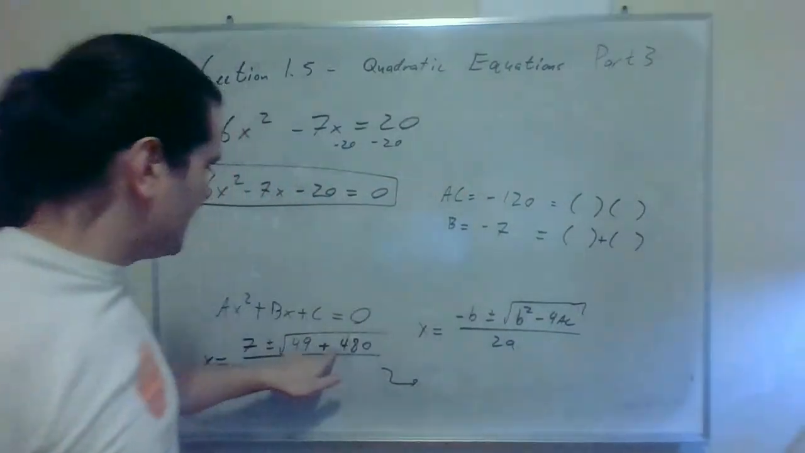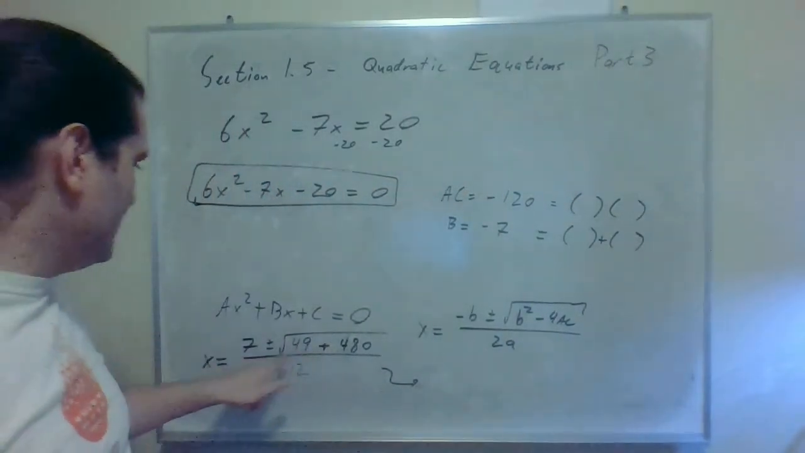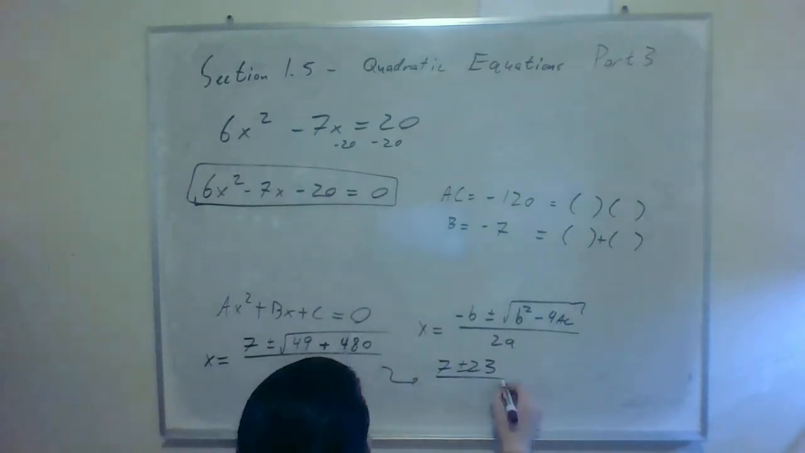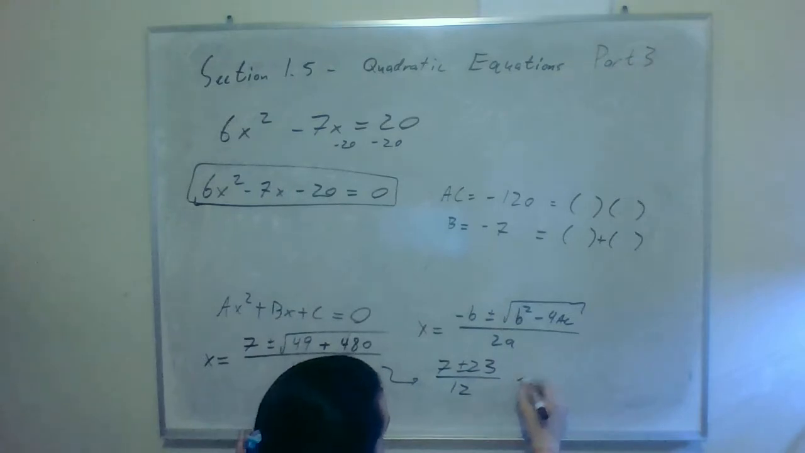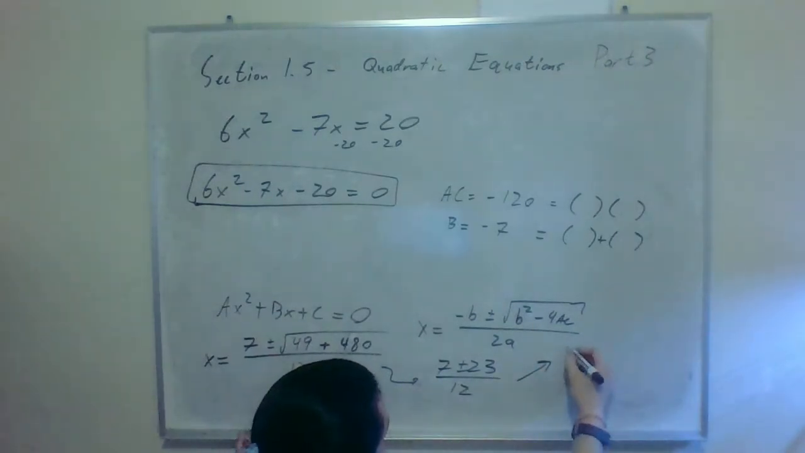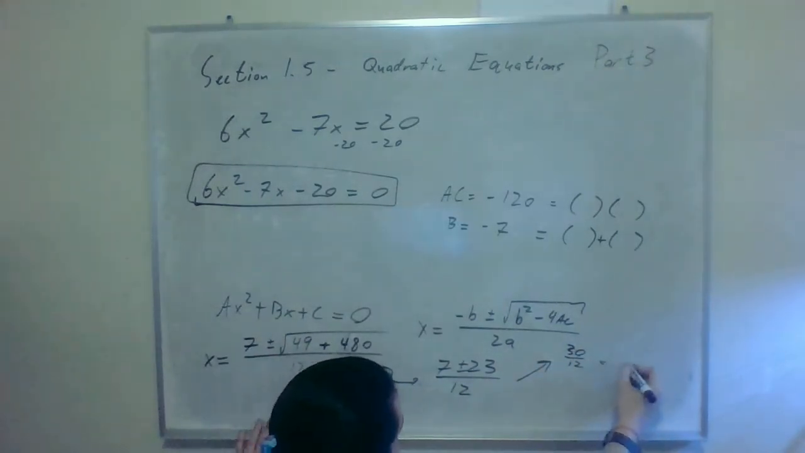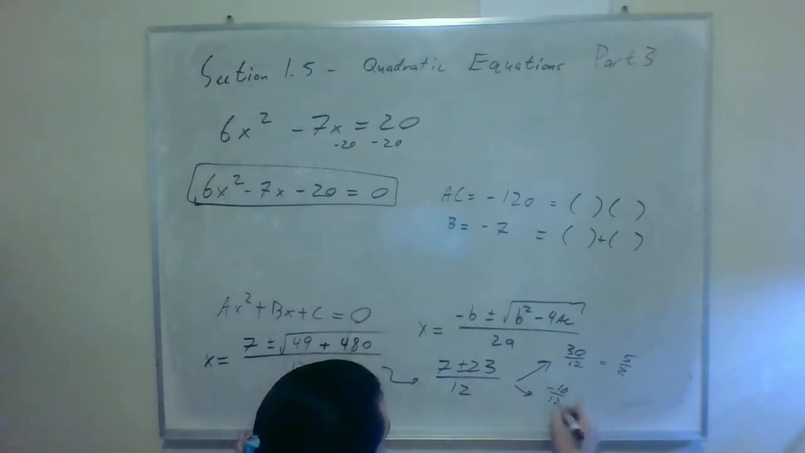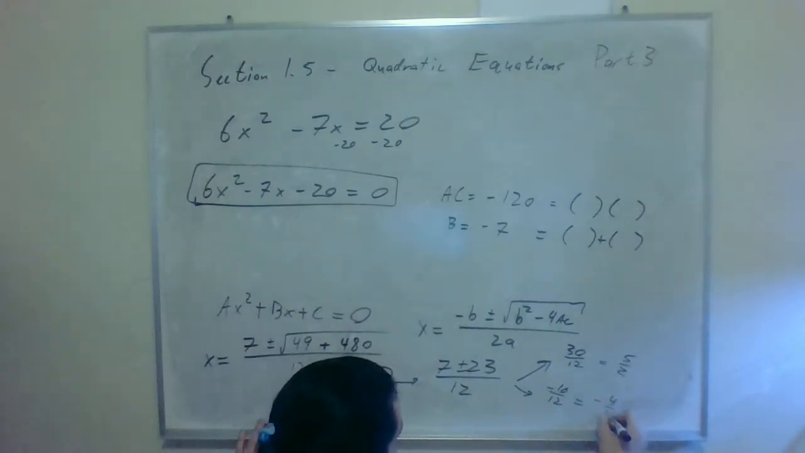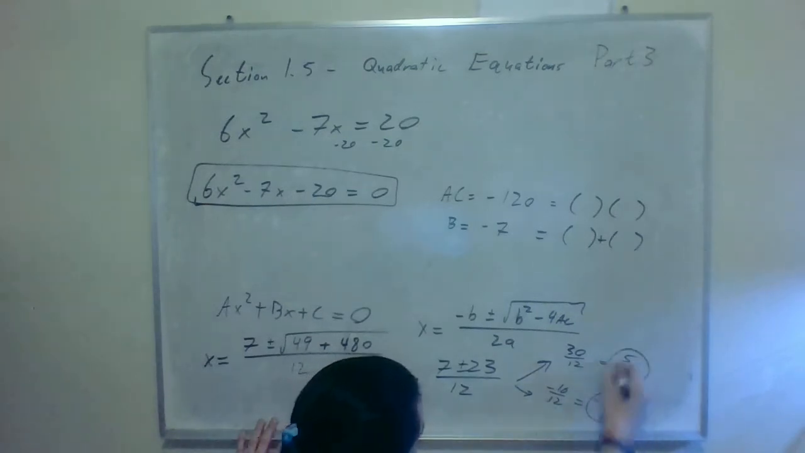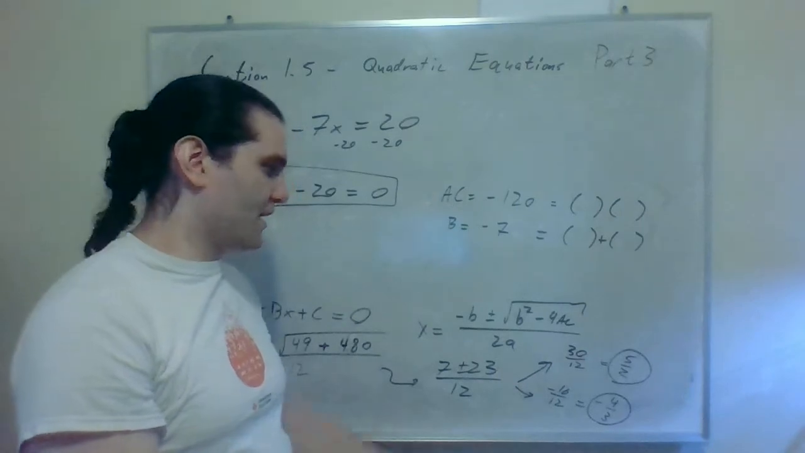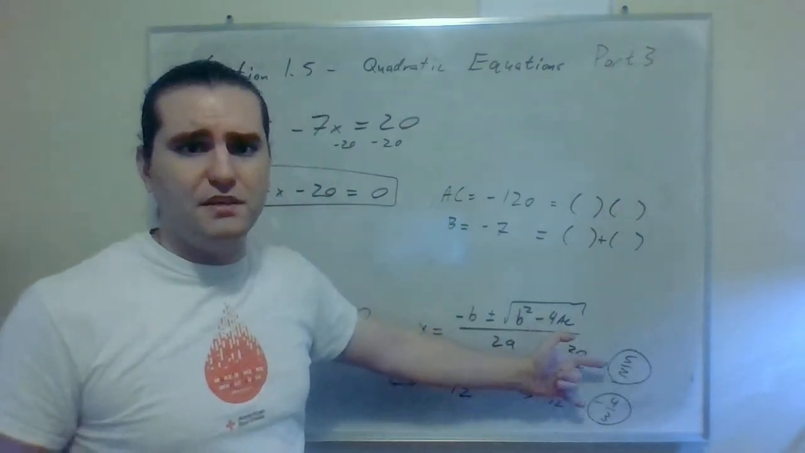So the square root of 529 is 23, so this whole thing is 7 plus or minus 23 all over 12, which will give us our two answers. 7 plus 23 would be 30 over 12, which is 5 halves. 7 minus 23 would give us negative 16 over 12, which is negative 4 thirds. So we can just use the quadratic formula to get our answers pretty directly.